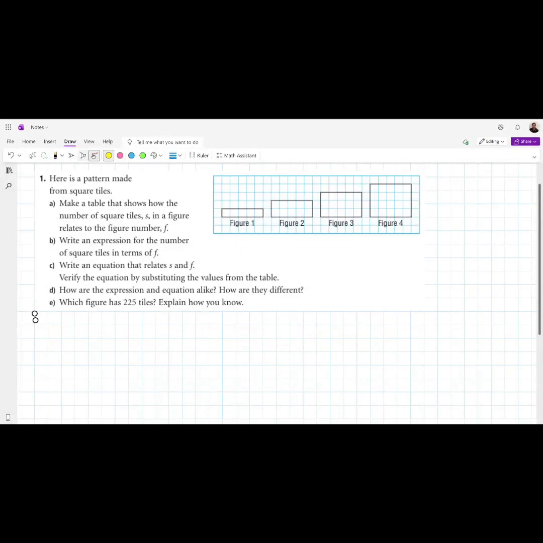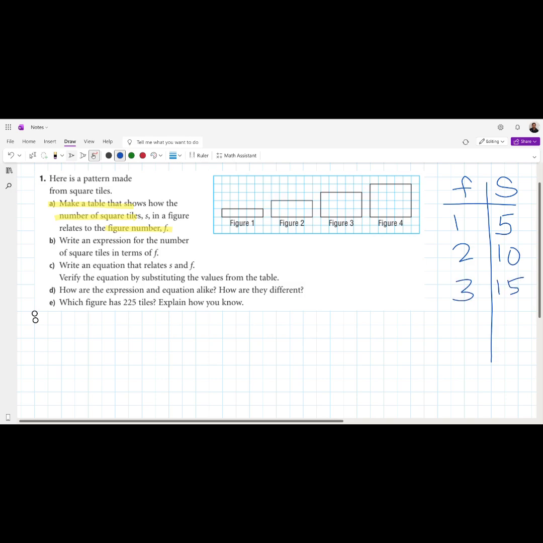Here is a pattern made from square tiles. Let's make a table that relates the number of squares and the figure number. So figure 1, you can count the number of squares. There's 5. Figure 2 has 10 squares. Figure 3, 15. And figure 4 has 20 squares.